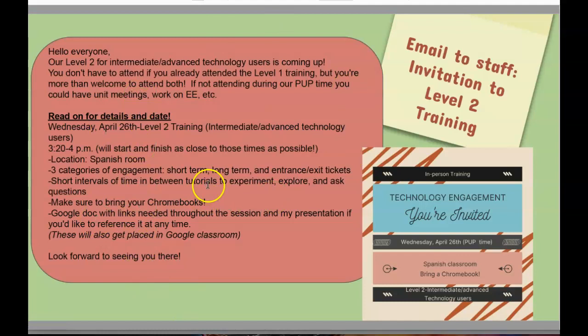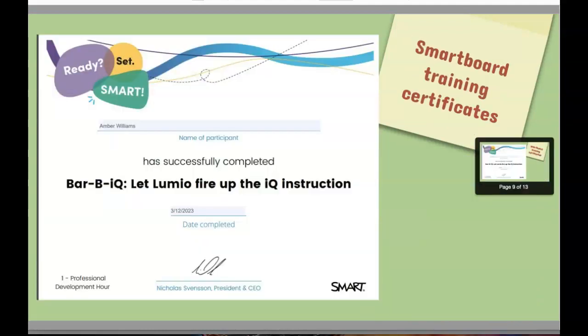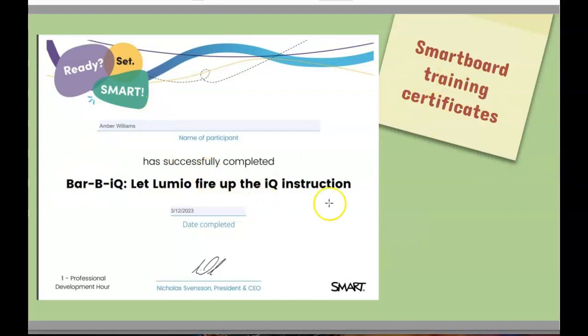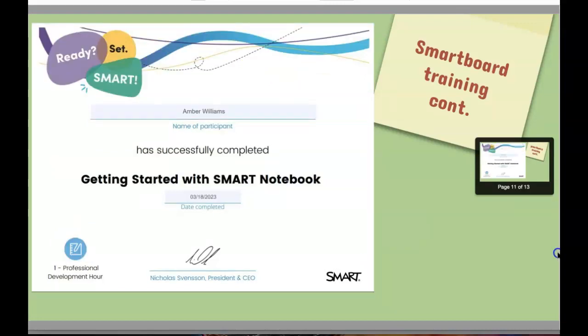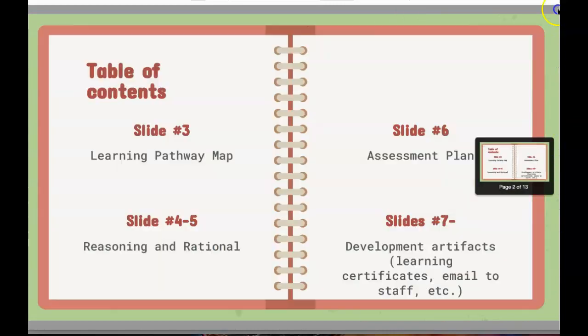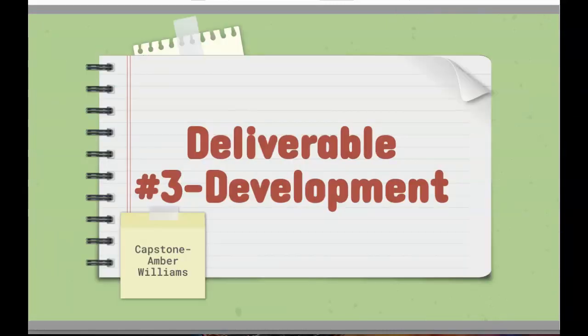Okay, so email to staff invitation to level 2 training. Beautifully created. Well done. Oh, this is great. Smartboard training certificates. Okay. Nice. Fire up the IQ instructions. That's cute and catchy. I like that you're doing certificates. Certificates are good. Gives them something else, something tangible. More to come, work in progress. Beautiful. I'm glad that you indicated that there. That's fabulous.